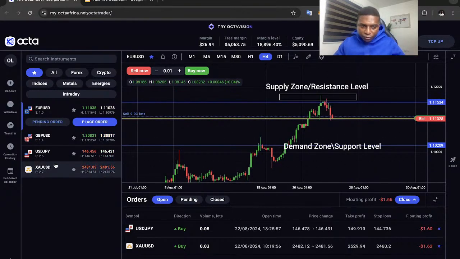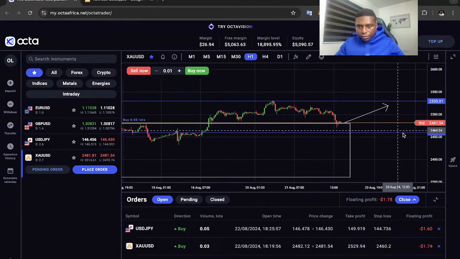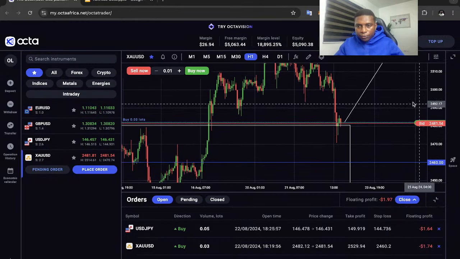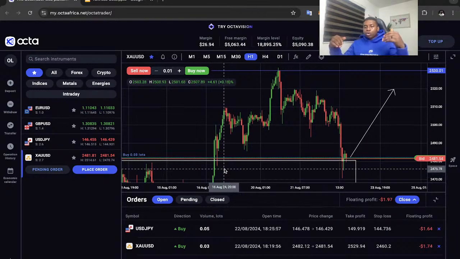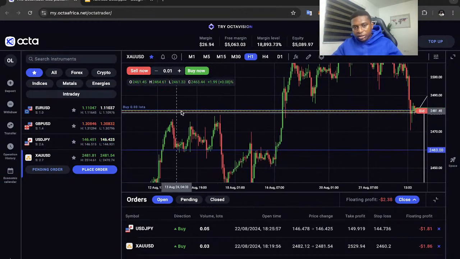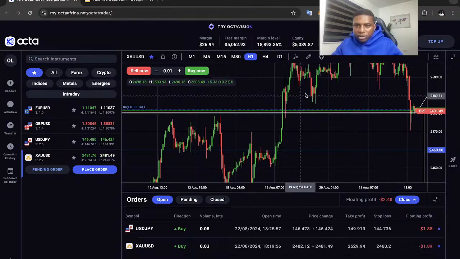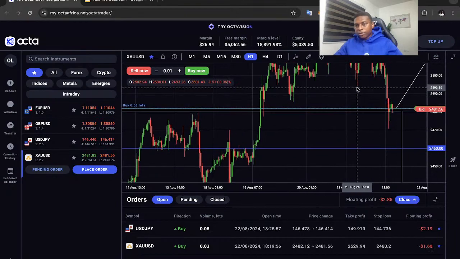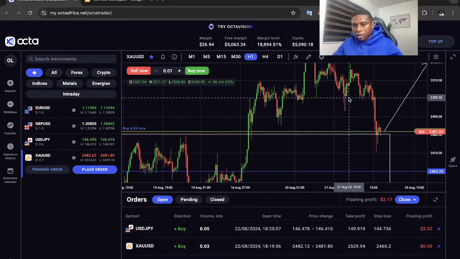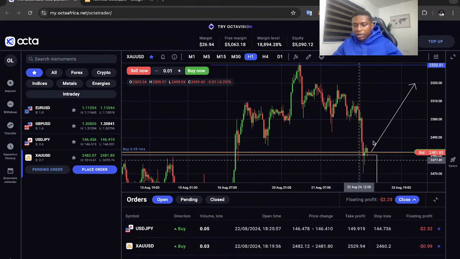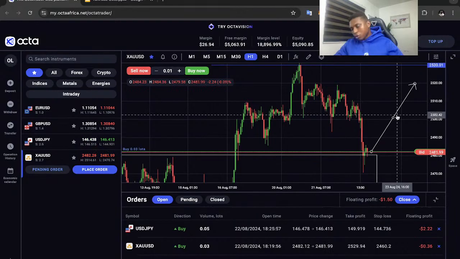Now, for that of gold, gold had actually broken through the resistance zone, which is this level here, 248. Gold has broken through this resistance zone, and this is a pullback, the normal pullback that should happen after a breakout. After that pullback, we are expecting to see a push back up in price.